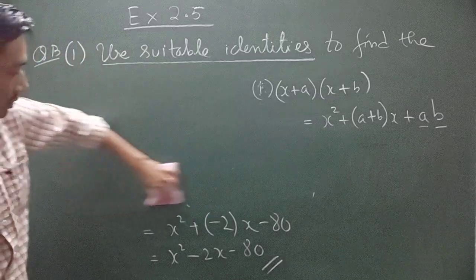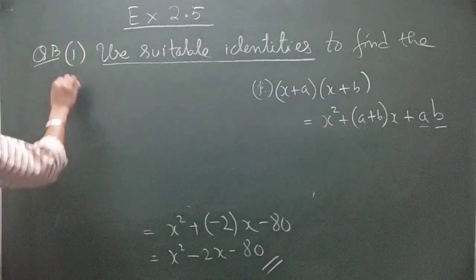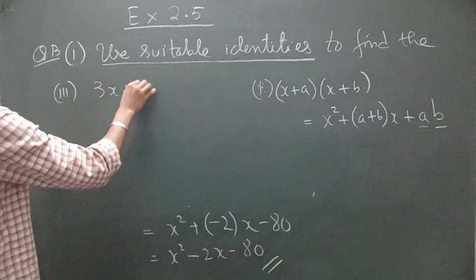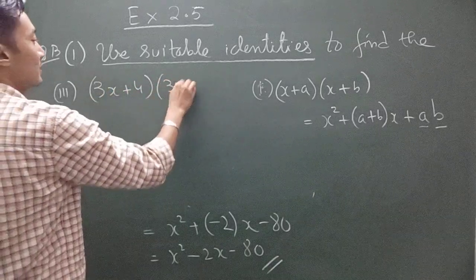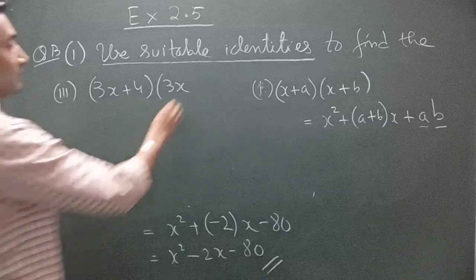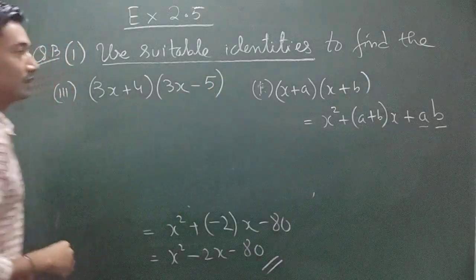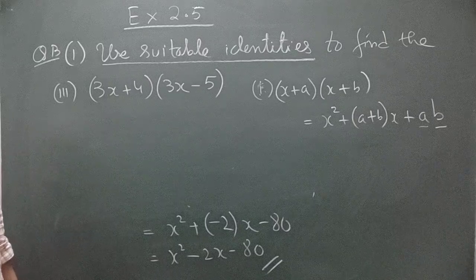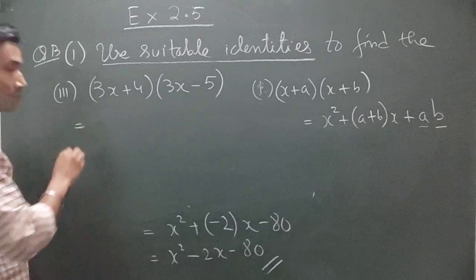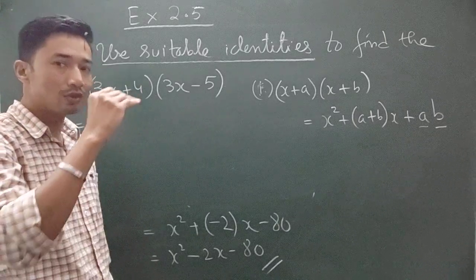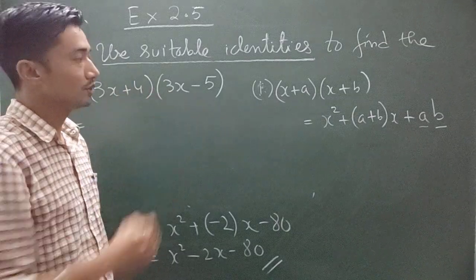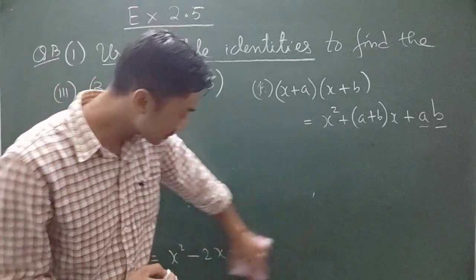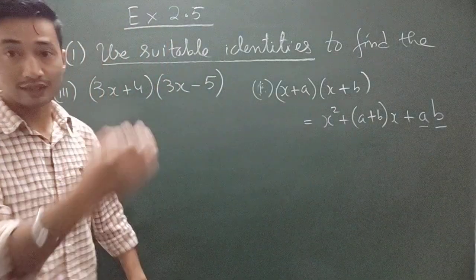Next question that we will move on to, number 3. The third sub-question is 3x plus 4, 3x minus 5. So this question again, we are now moving a level up slowly. We are getting used to the formula. Same formula only, but yes, the level is rising. We are raising our standard now.